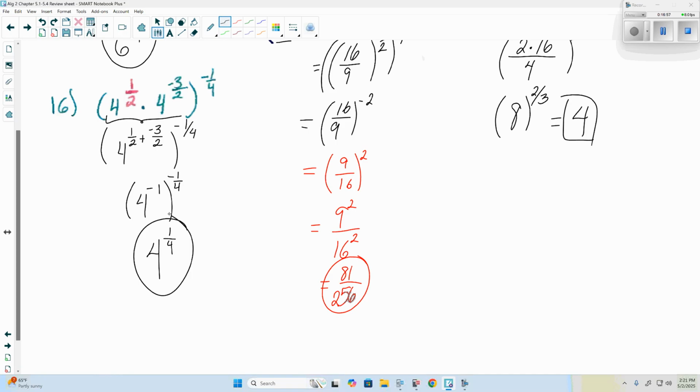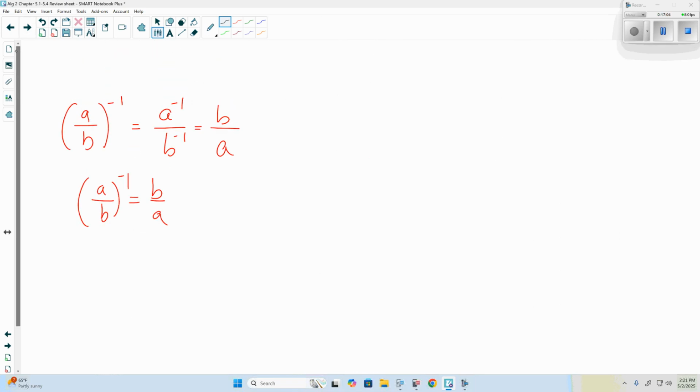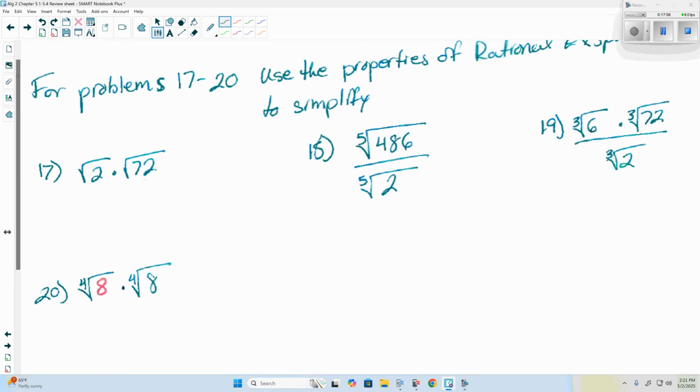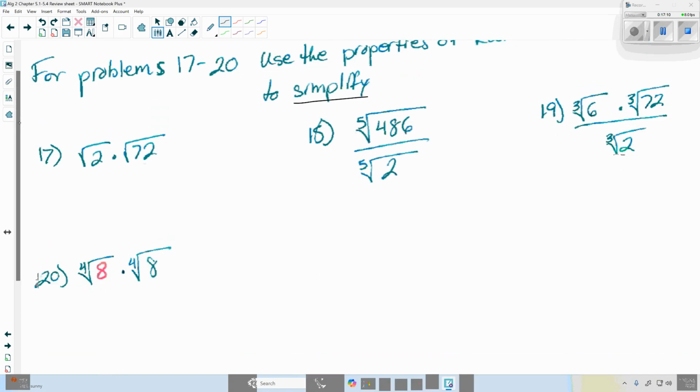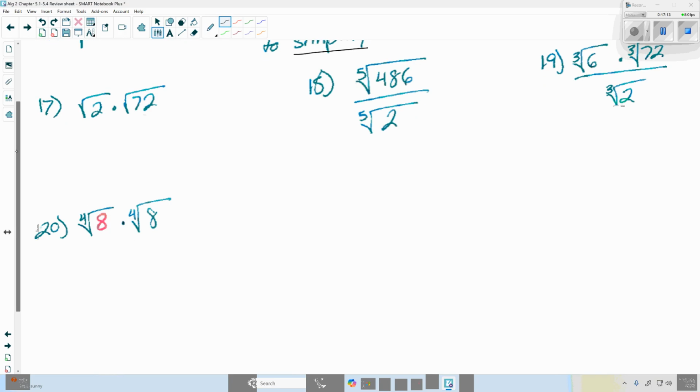Questions on this here? We ready for the next one? Don't need that page. Problem 17 through 20, we want to simplify. Questions on one of these in particular? 19. The cubed root of 6 times the cubed root of 72 all over the cubed root of 2. Now, there's different ways we can get to this, because it's all depending how we want to work the problem.